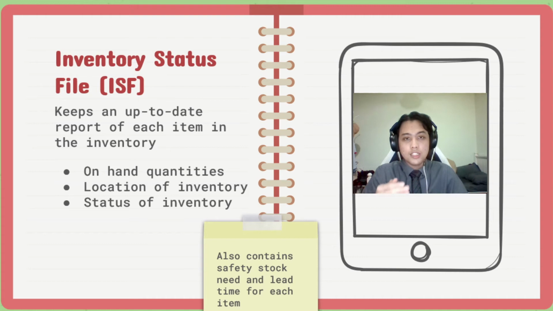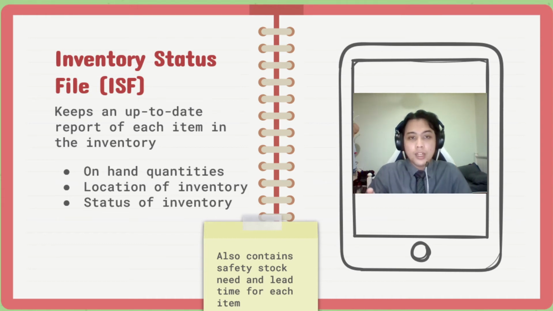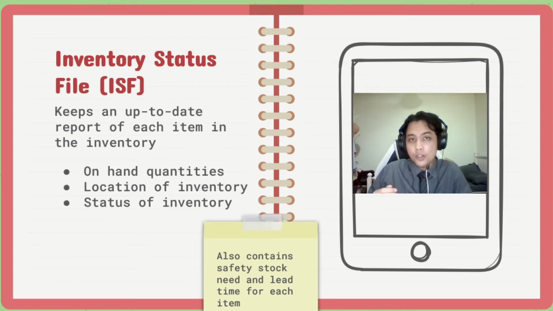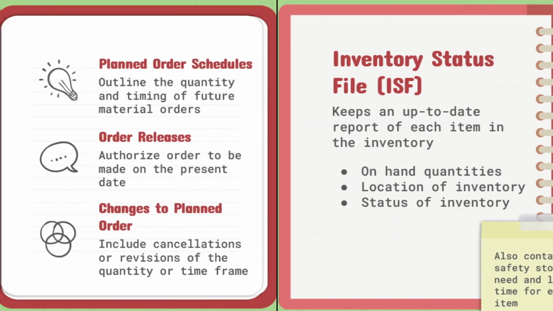If the inventory is insufficient to fulfill the demand, then the MRP system will suggest ordering the component from the suppliers. Okay, so ISF also contains the safety stock need and lead time for each item. Safety stock is an additional quantity of an item held in the inventory to reduce the risk that the item will be out of stock. While lead time is the time between the initiation and the completion of the production process.